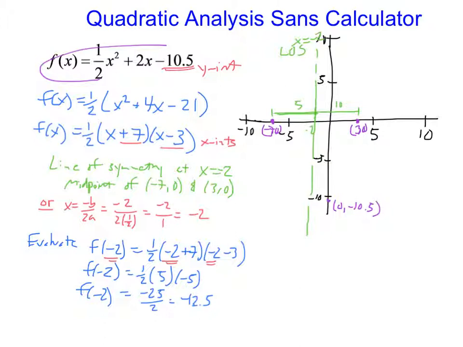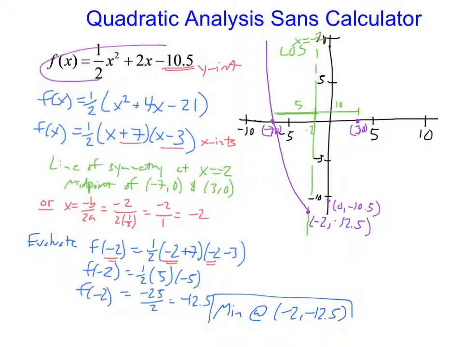So this tells us that there is a minimum at (-2, -12.5). So that is right down here. (-2, -12.5). And then I try to connect it in as nice a parabola as I can, hoping for the best. Okay, and there is our quadratic analysis.